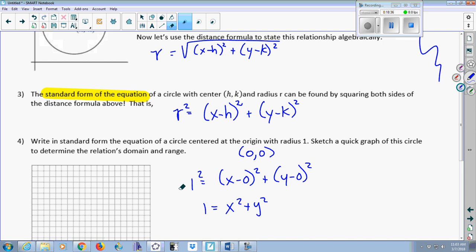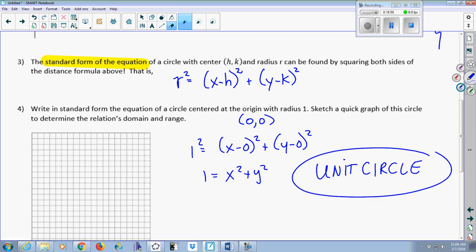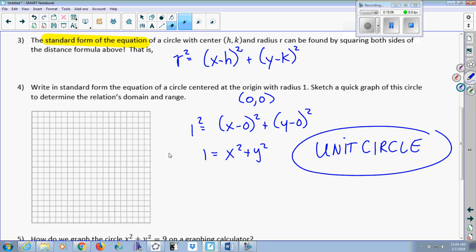So that would be the standard form of a circle that has its center at the origin and has a radius of 1. You will get to know and love this circle very well. It's called a unit circle. It's one of the forms of the unit circle. We'll be looking at it much differently on Friday, or Monday maybe. Unit circle: there's a radius of 1 and it's centered at the origin.